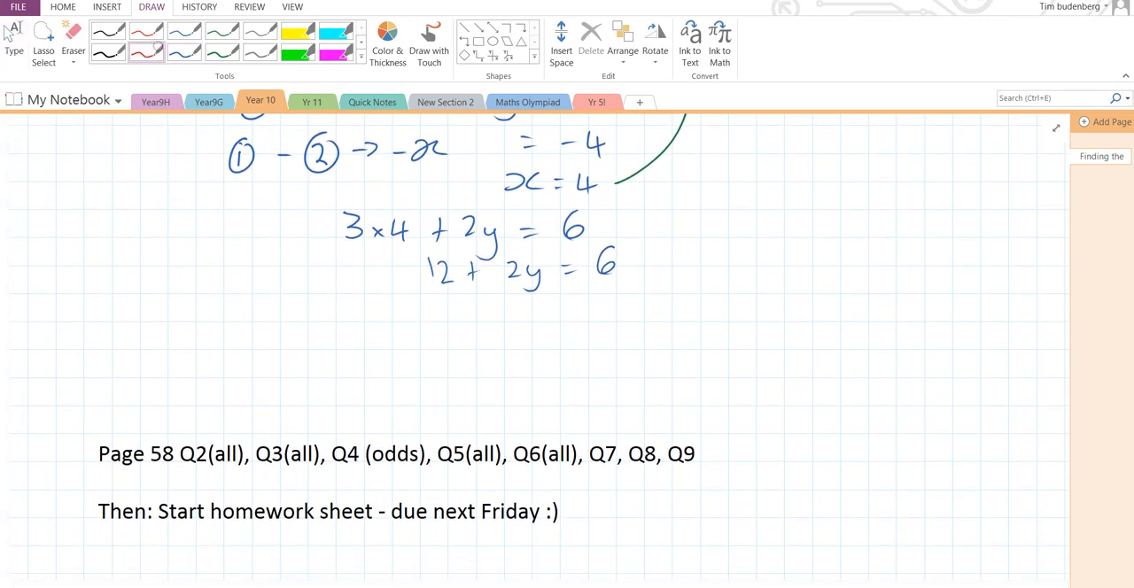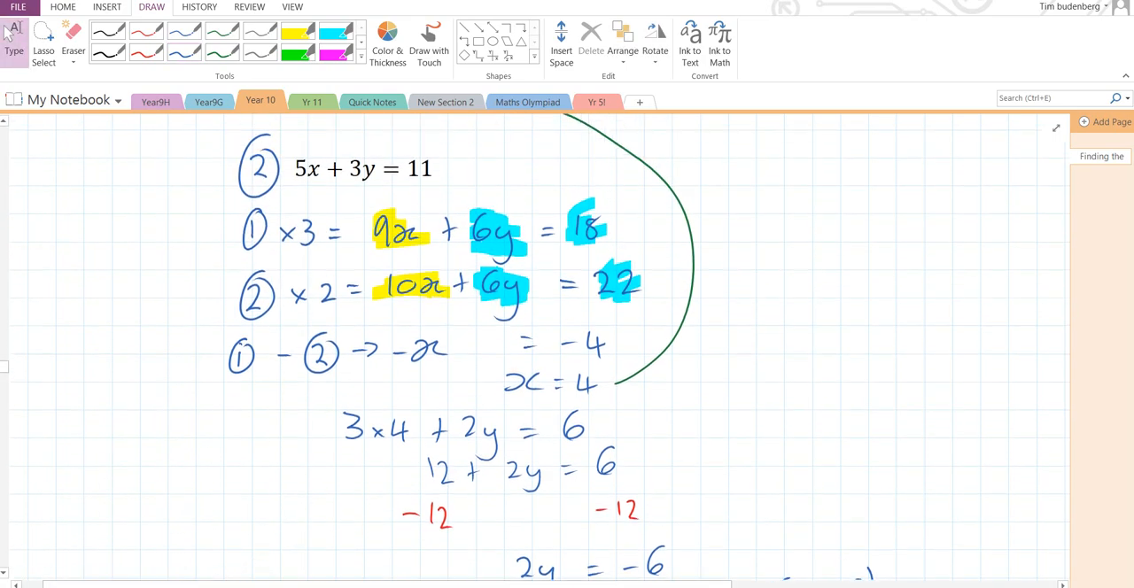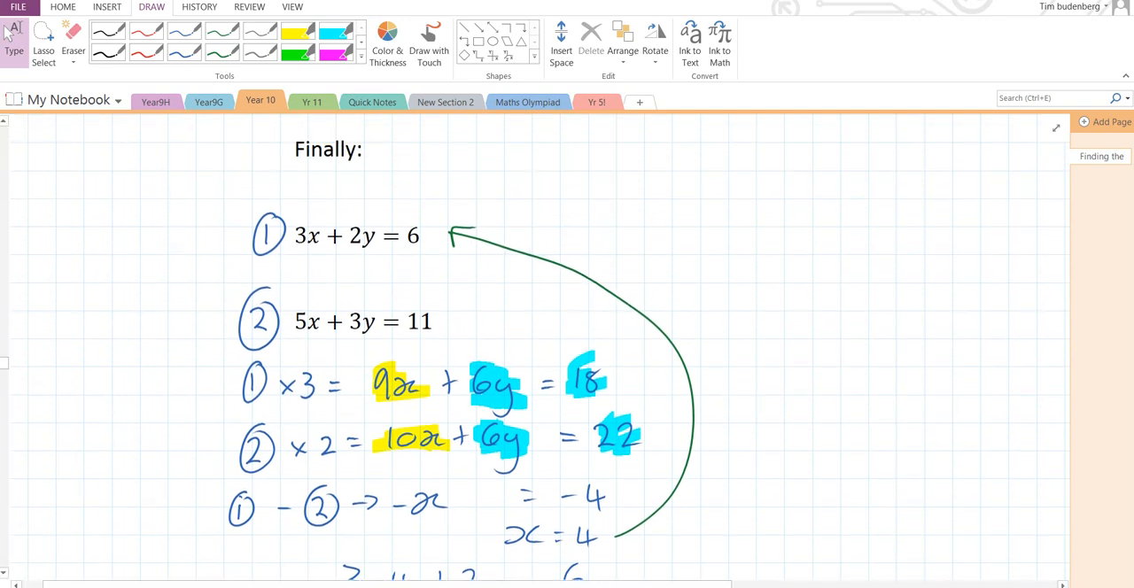Take 12 from both sides. 2y is equal to negative 6. Y is equal to negative 3. Our solution, therefore, is x equals 4, y equals negative 3. So recapping, we have adjusted both of the equations to set up this pair of 6y's. Equally, we could have set it up so that we had a pair of 15x's. Either way, we could have eliminated them by doing this step here.